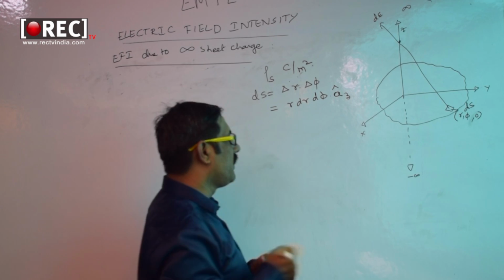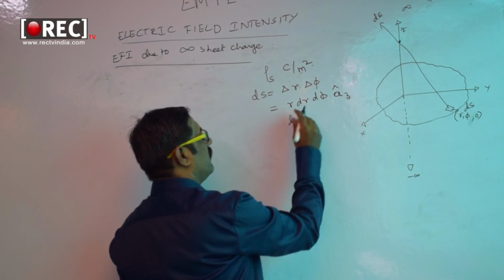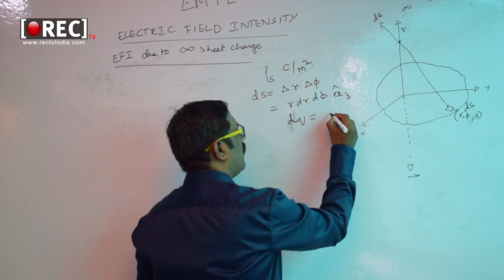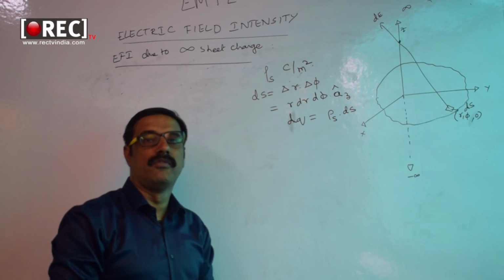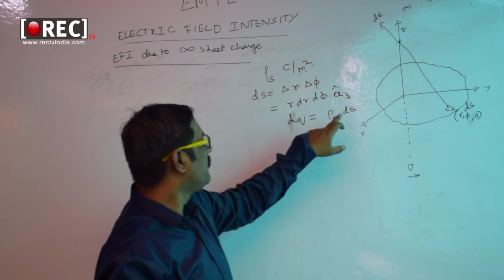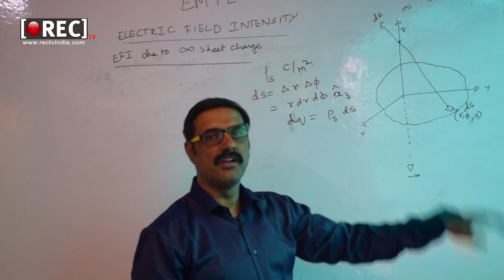Now let us evaluate dq. What is dq? dq would be simply rho s into ds, from the concept of surface charge density. Surface charge density rho s is defined as dq by ds. So obviously dq would be rho s into ds.